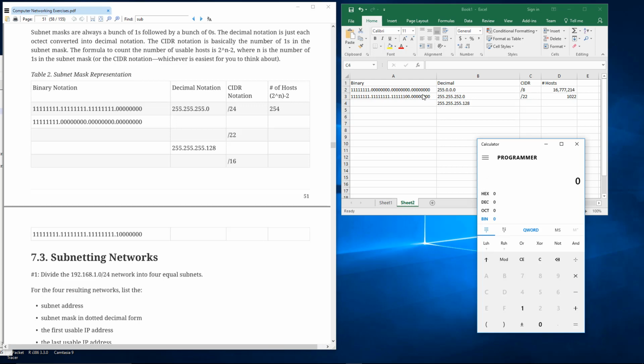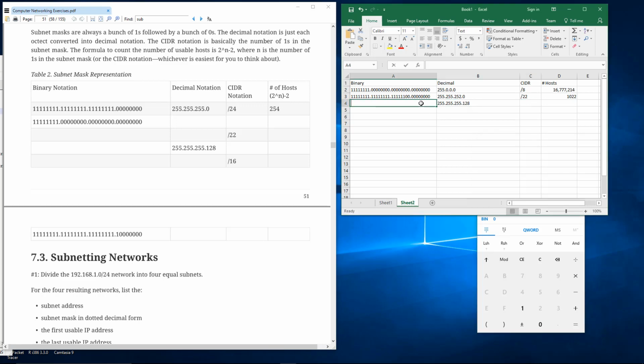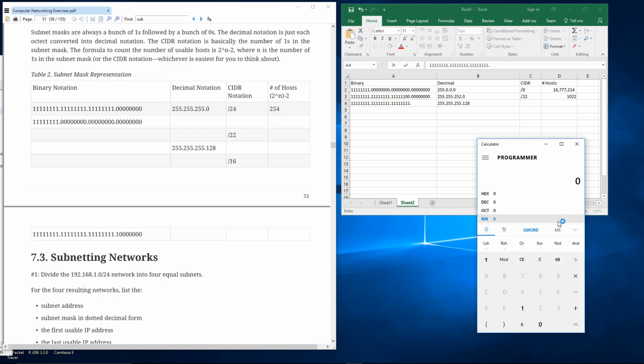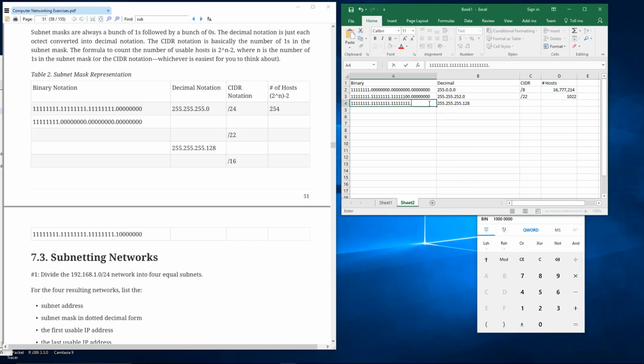Well, we know 255, right? 1, 2, 3, 4, 5, 6, 7, 8. Dot 1, 2, 3, 4, 5, 6, 7, 8. Dot 1, 2, 3, 4, 5, 6, 7, 8. Because that's 255.255.255. Now we need to know what 128 is. So I'm going to click decimal. You know what it is offhand? Think in your head. 128. All right, it's just another 1 followed by a bunch of zeros. A single 1, then 7 zeros.